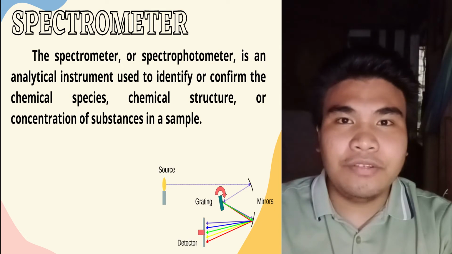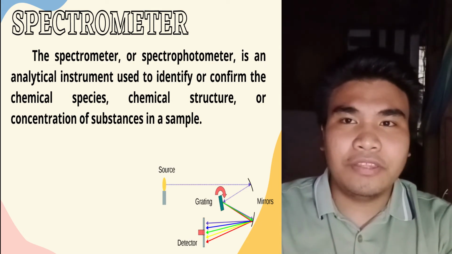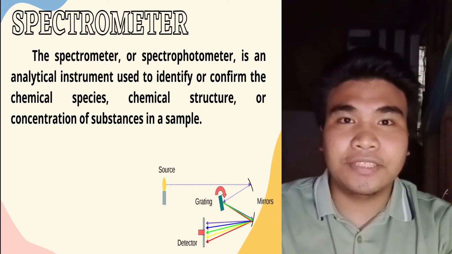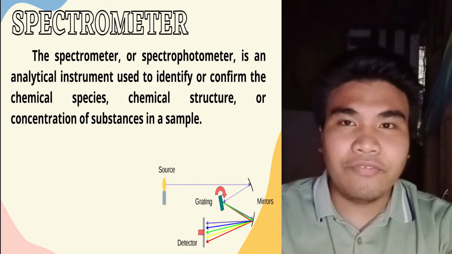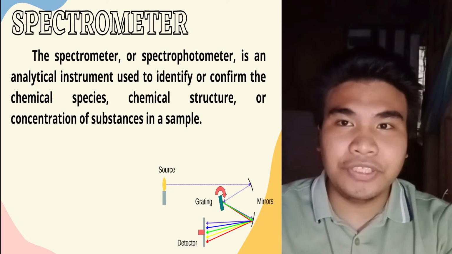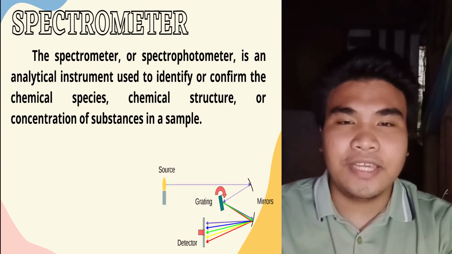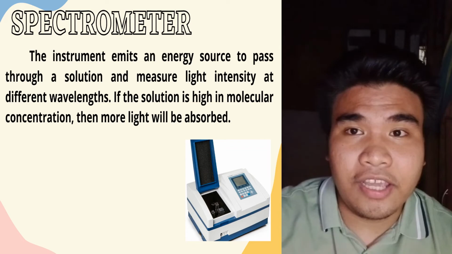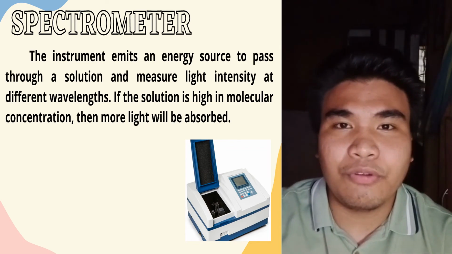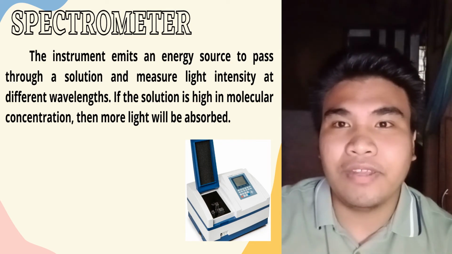Now let us proceed with the spectrometer. By definition, the spectrometer or spectrophotometer is an analytical instrument used to identify or confirm the chemical species, chemical structure, or concentration of a substance in a sample. The instrument emits an energy source to pass through a solution and measures light intensity at different wavelengths.